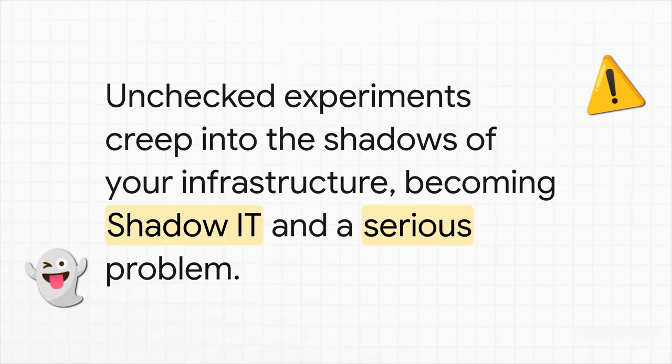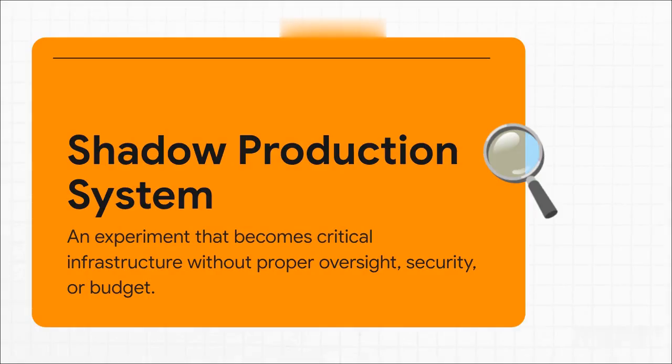We're talking about something called a shadow production system. And this definition, it really just nails the danger. A project becomes critical infrastructure, which means other systems, maybe even your customers, start depending on it. But here's the kicker. It has zero oversight, no security reviews, and absolutely no budget. It's this undocumented, insecure, and potentially wildly expensive part of your system that on paper doesn't even exist. That is a ticking time bomb.